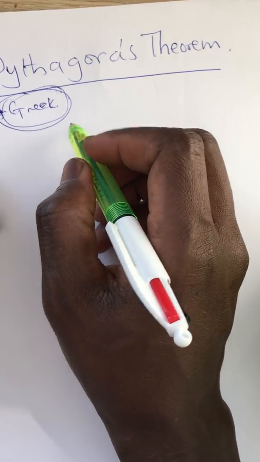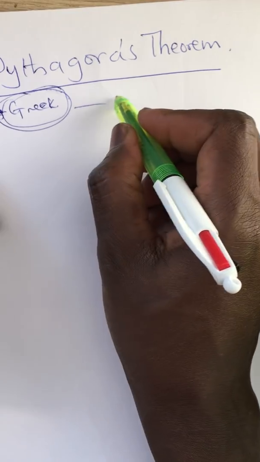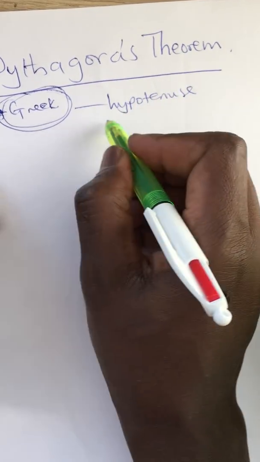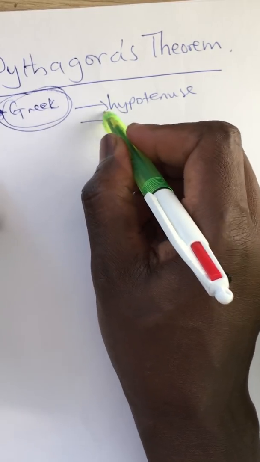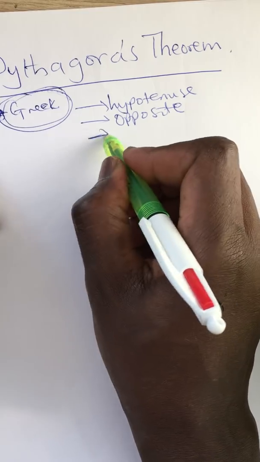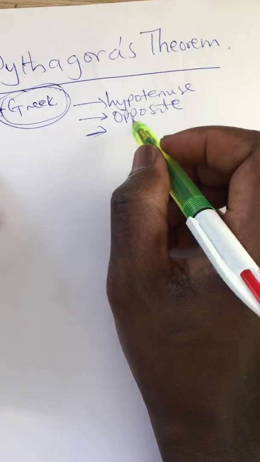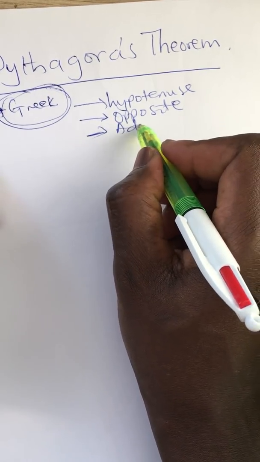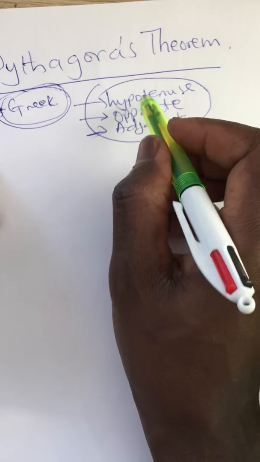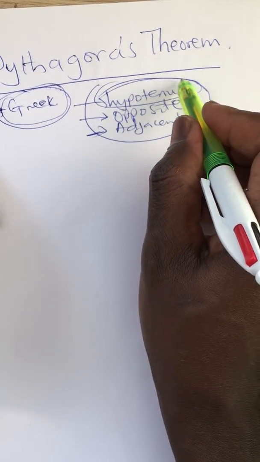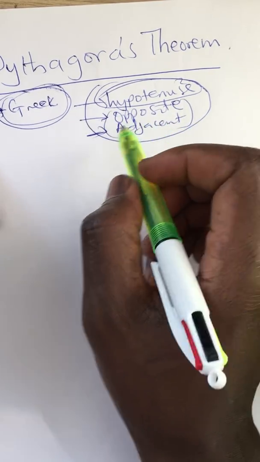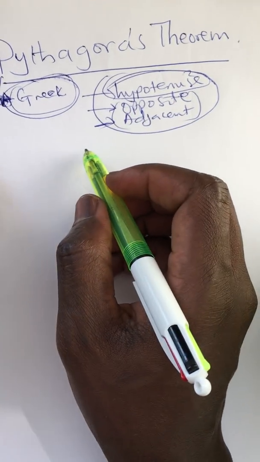So the longest side of the right angled triangle is called the hypotenuse, and the shortest side is the opposite, and then the medium size or the base one is called adjacent. So this theorem says that the square of that hypotenuse is equal to the sum of the square of the two sides. Let's try to state it mathematically.